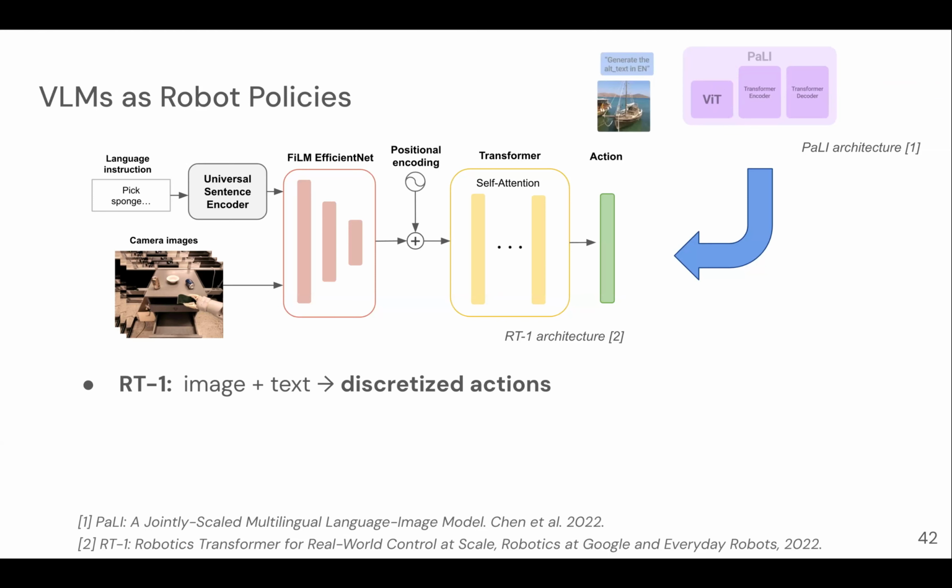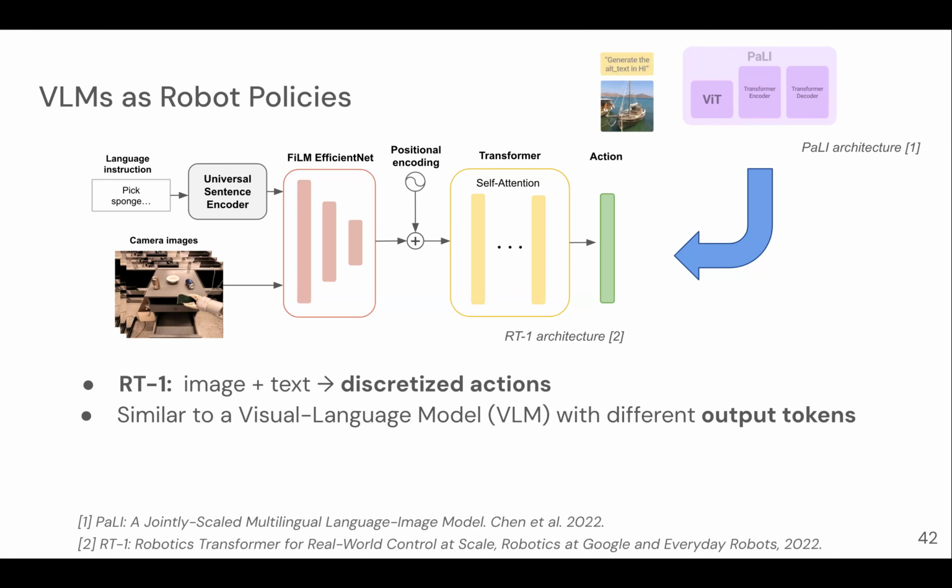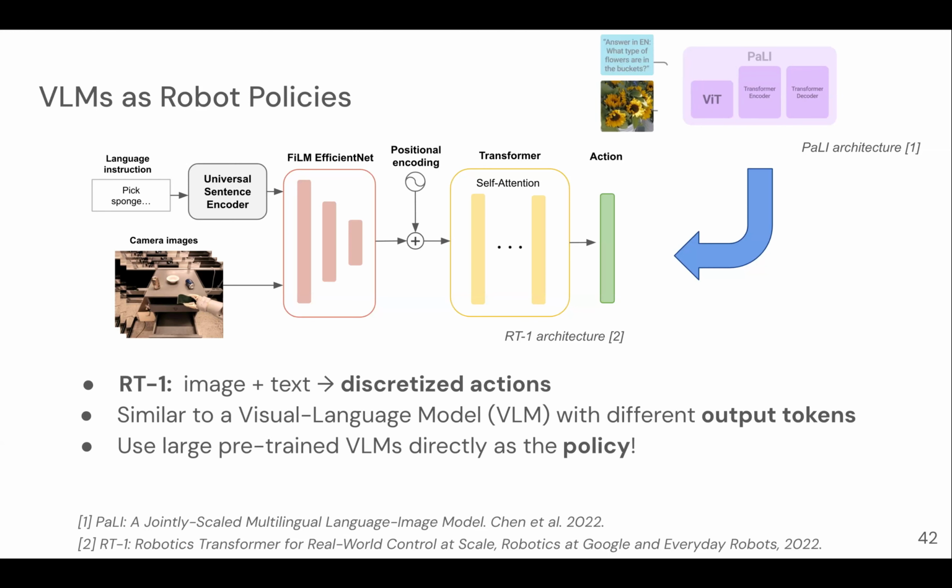RT1 started with discretized actions, where we broke the actions down into buckets that move the arm. Vision language models also have these discretized tokens. So we just need to map the actions down to tokens and then add this to the training mixture of the VLM and see if we get the generalization and the positive transfer we hope for.